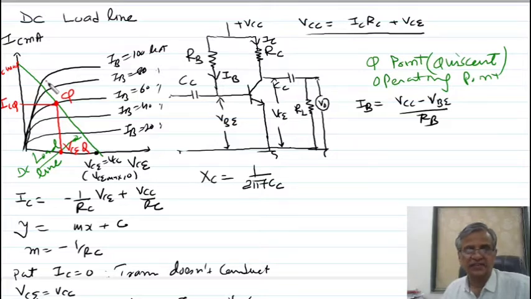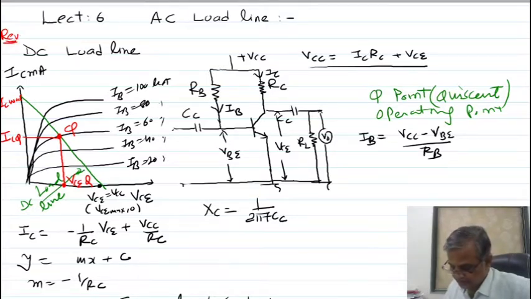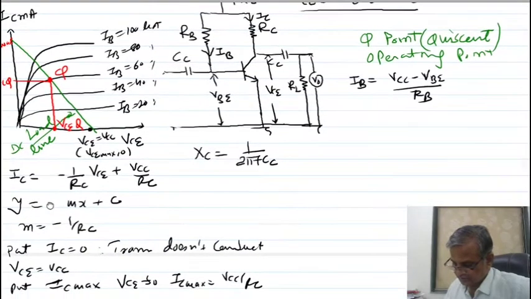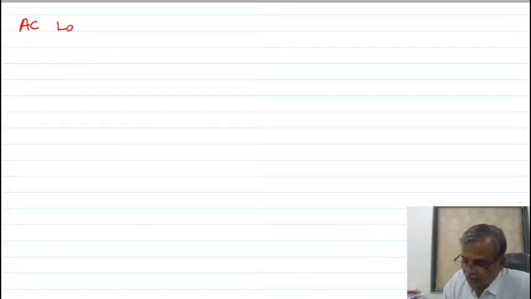For a class A amplifier, the Q point should be at the middle point of the load line. For class B, it is at cutoff. This much I discussed in the last lecture. Let me write here, this is the revision you are doing. Today we are discussing the AC load line for the same circuit.